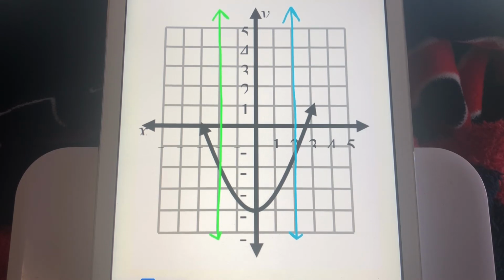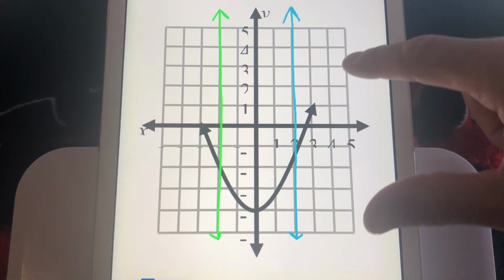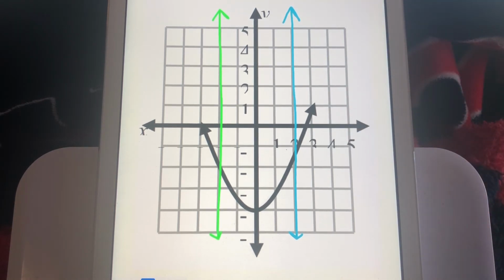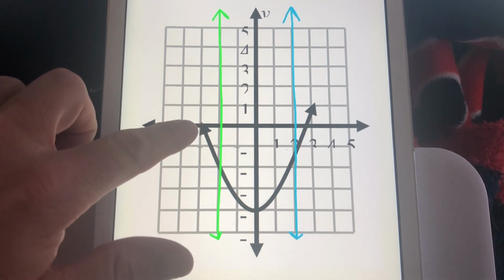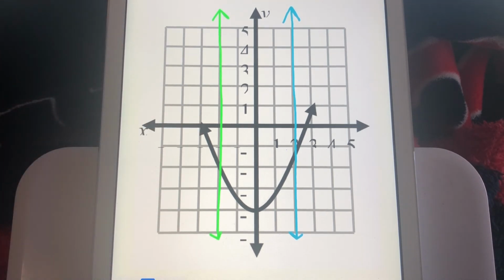So let's talk about the domain. If you'll notice, again, these arrowheads, this graph is going to continue forever up and to the right. Over here, the graph is going to continue forever up and to the left. So it continues all the way to the left, it continues all the way to the right, so that means the domain is going to be all real numbers. Now the range here is a little bit different.